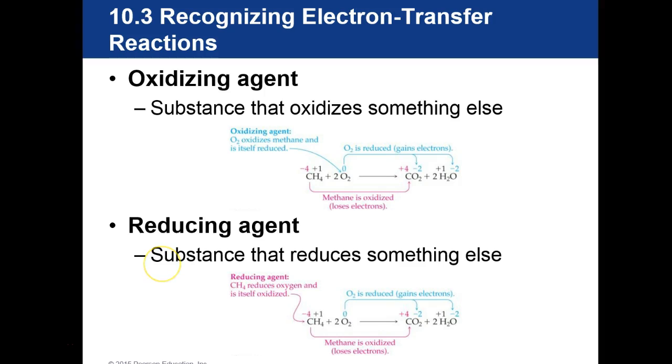The oxidizing agent is a substance that oxidizes something else. So oxygen oxidizes methane and is reduced. You can see methane is oxidized. The reducing agent is a substance that reduces something else. The reducing agent, CH4, reduces oxygen and itself becomes oxidized.